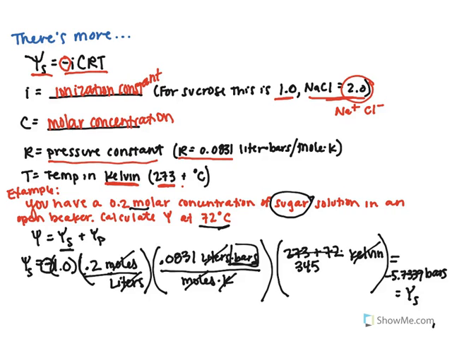And that is going to equal our solute potential. Well, it told us that we are in an open beaker. So when we're in an open beaker, there's no pressure. So we can get rid of that. So now we know that water potential equals the solute potential. So now we know that our water potential of this is going to be negative 5.7339 bars.